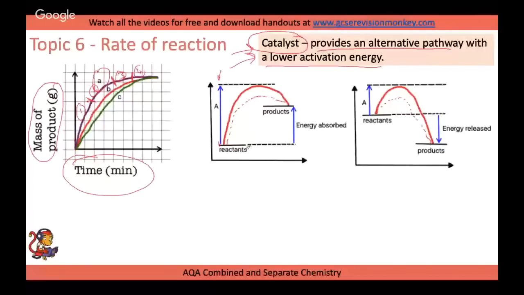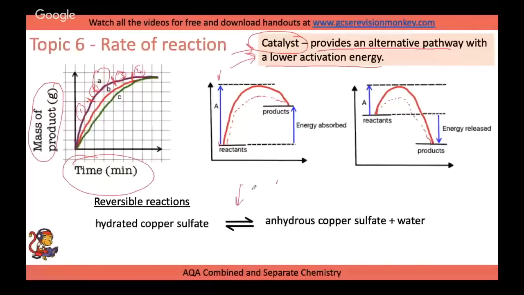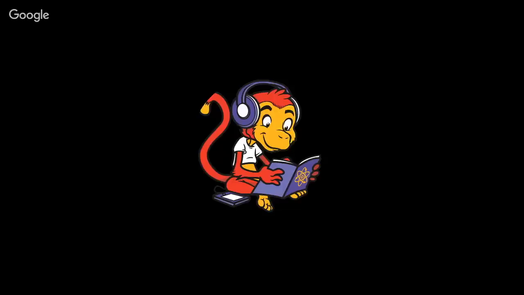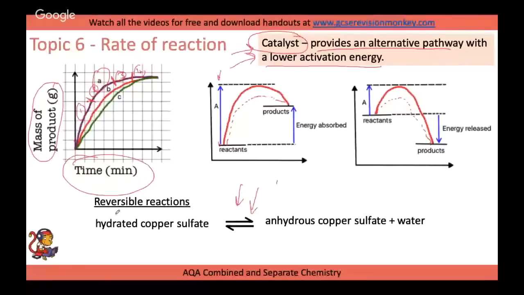Reversible reactions are reactions whereby the reactants make products and then the products can react again to make the reactants. The symbol for a reversible reaction is here, and you will have to be able to draw that in the exam. And one example that they talk about in the specification is hydrated copper sulfate. That's got water in it.